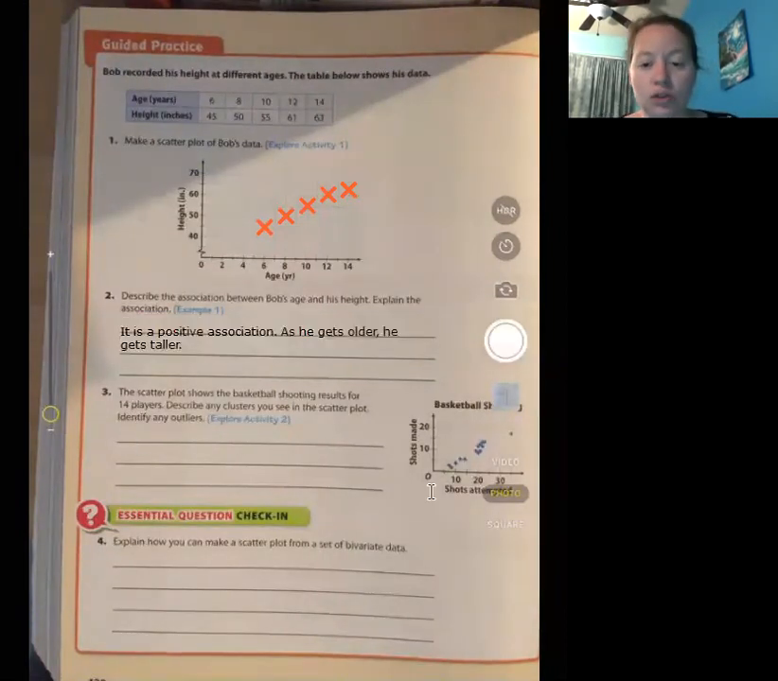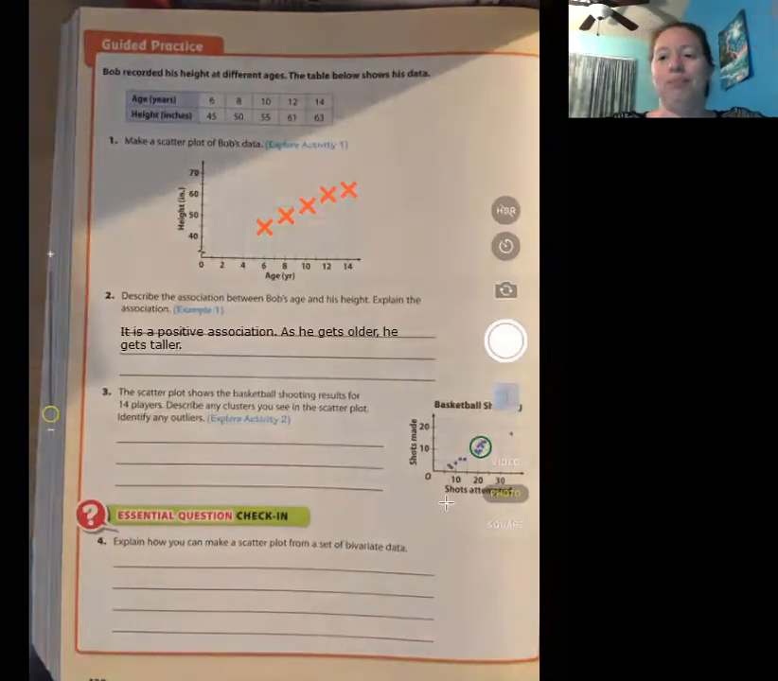This scatter plot shows the basketball team shooting results for 14 players. Describe any clusters you can see in the scatter plot and identify any outliers. So clusters we got going on. We have this right there, that's a cluster. And that's really the only place where they're all right on top of each other. Here we have a trend. We have something that's going gradually in the same direction, but it's not really a cluster. They're not all right on top of each other.